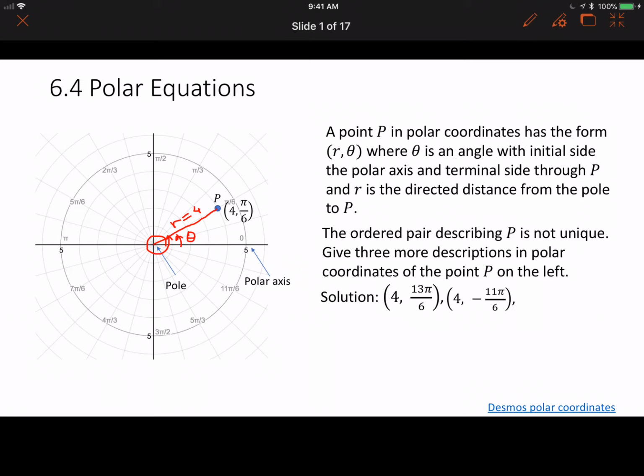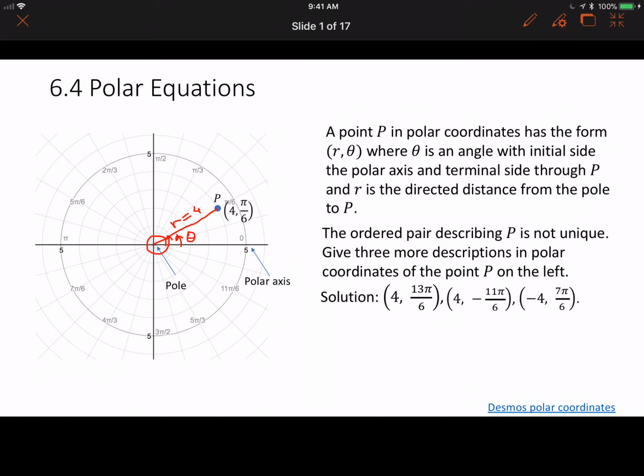Well, negative 11 pi over 6 is another angle that's coterminal with pi over 6. So the point 4 comma negative 11 pi over 6 also describes our point P.